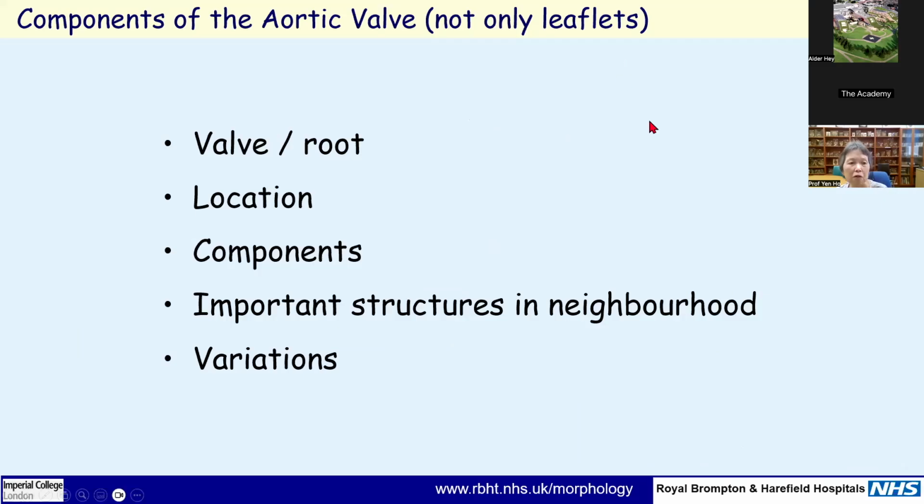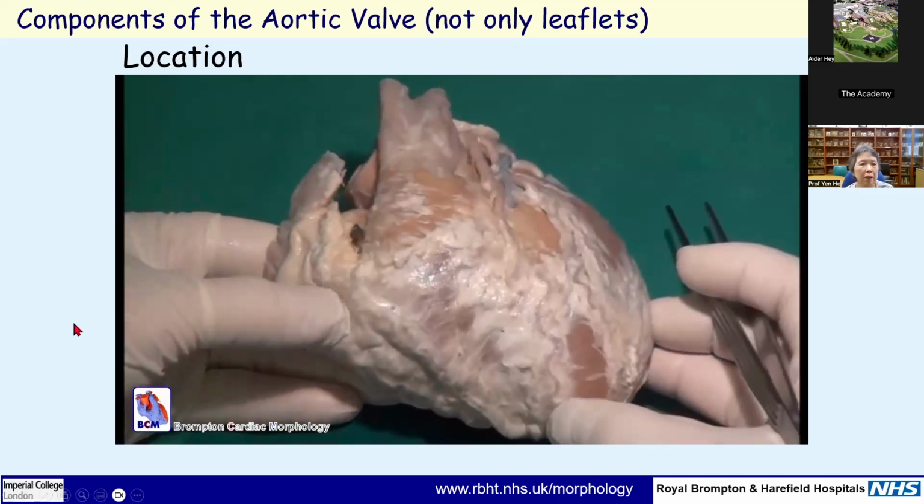But for every valve, we need to consider not just the leaflets, because particularly for the semilunar valves, I think we should look at the root of the valve, and we should also look at the location where the valves are and the components that make up the valve. And importantly, in this day and age of transcatheter intervention, I think it's very important to recognize what the important structures are in the neighborhood. And of course, there are variants. So we start off with the aortic valve.